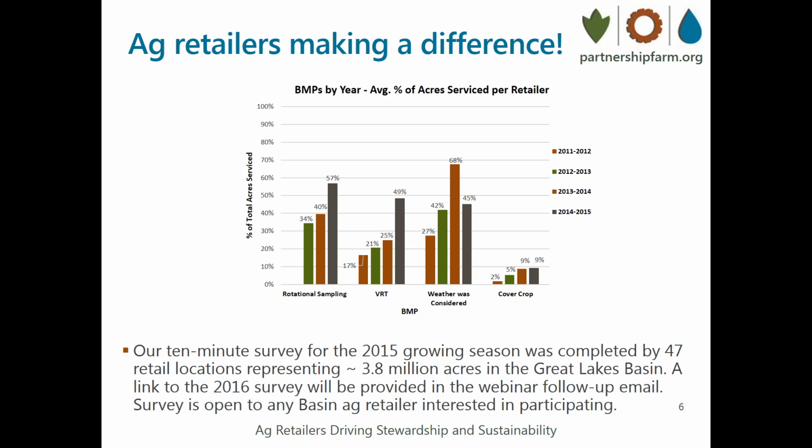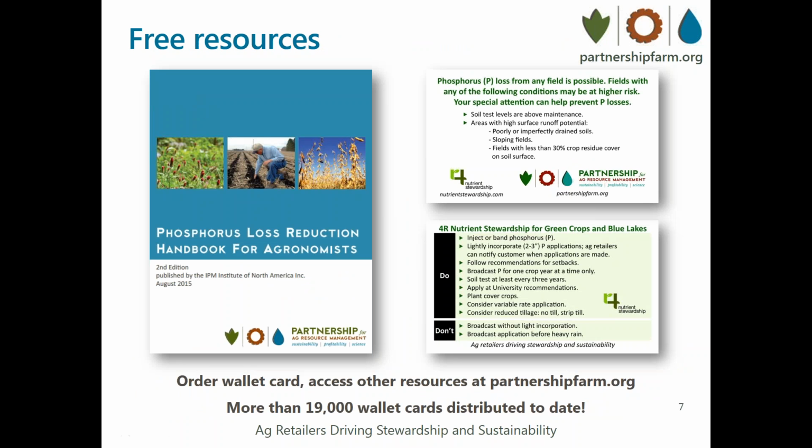Thanks, Tom. As Tom mentioned, we do have some free resources available on our website at partnershipfarm.org. On the left, you can see the front page of our agronomist handbook that is available free for download. On the right, you can see the front and back of our phosphorus loss reduction wallet card, which can be ordered for free on our website as well. These serve as a great conversation starter with your growers. Lots of people order them and take them to their various meetings. To date, we have distributed 19,735 wallet cards.